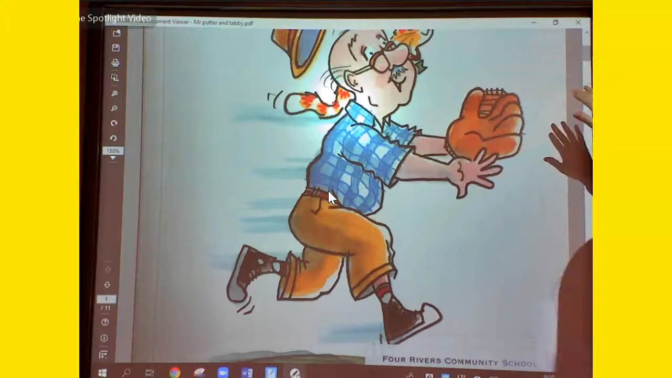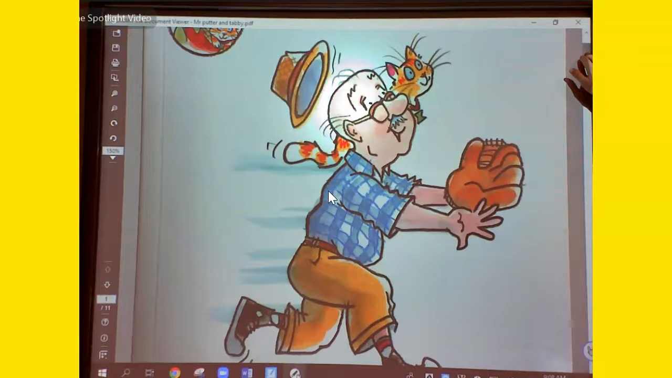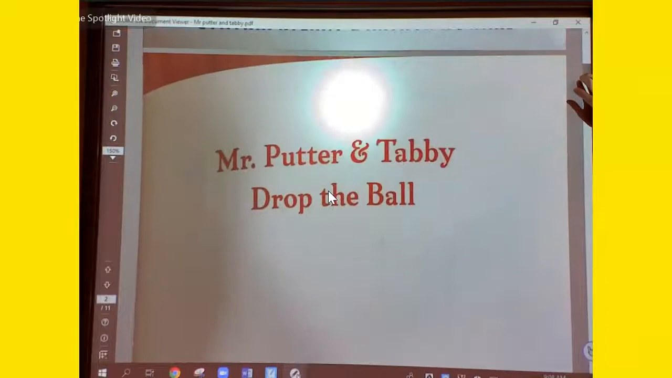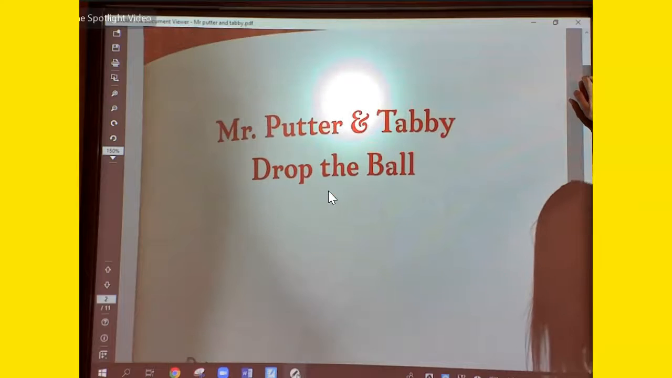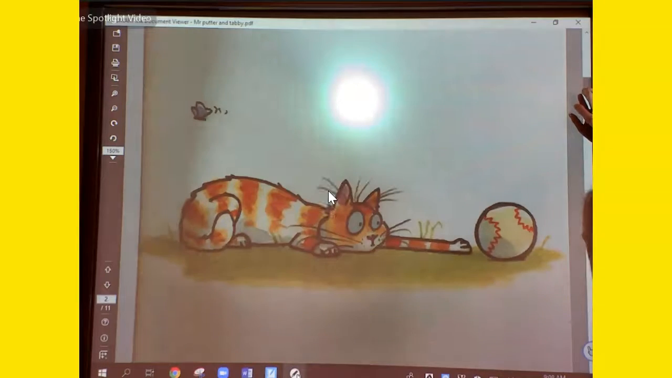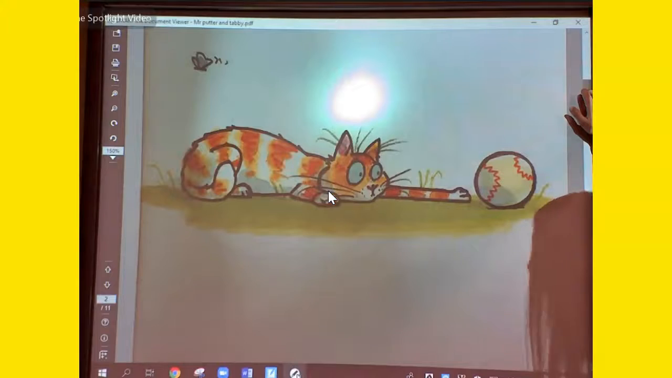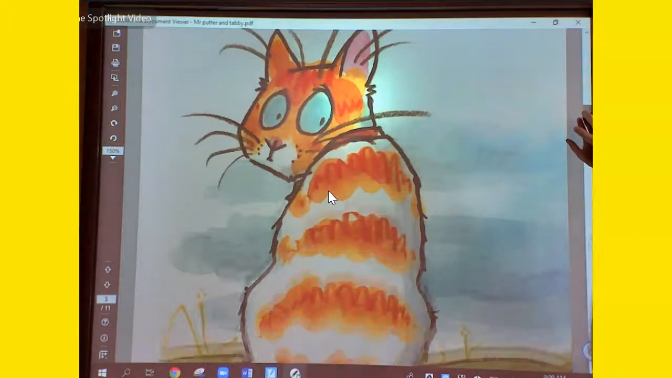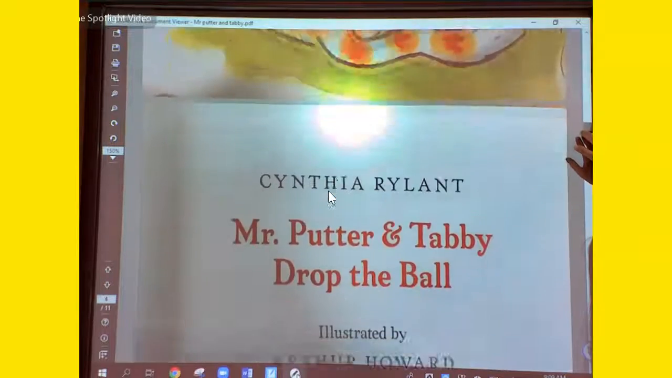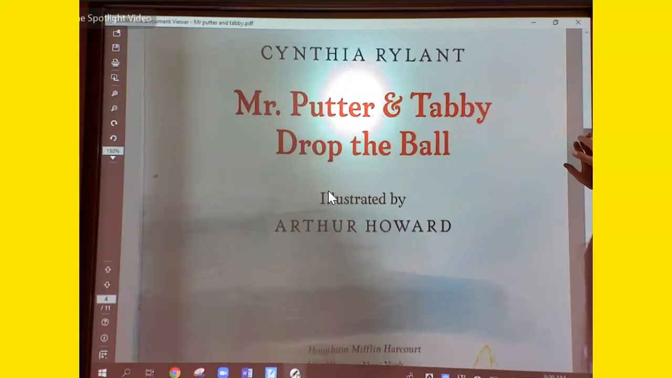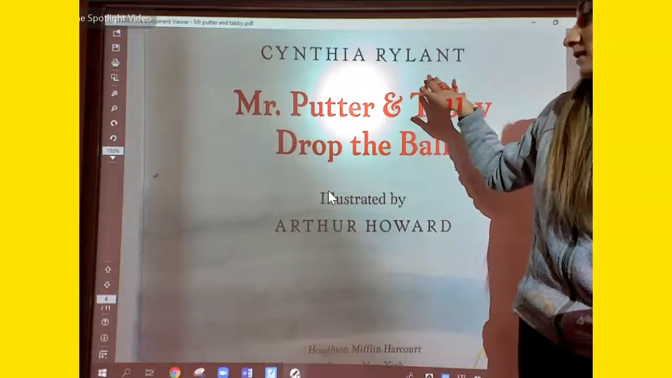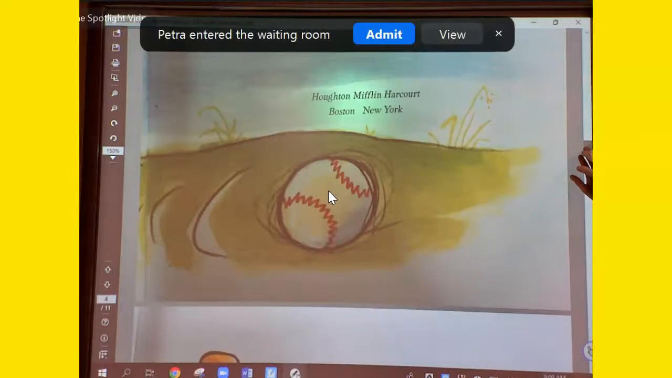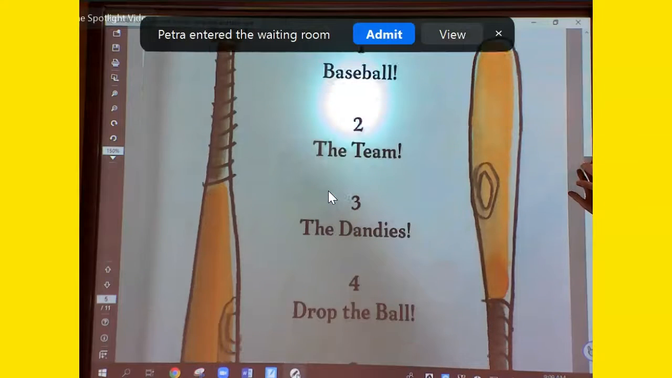All right. I see he has a baseball mitt. Here's our title page. Mr. Putter and Tabby Drop the Ball. Oh, and there's a cat. And there's the cat again. The author is Cynthia Rylant, and the illustrator is Arthur Howard. Take a look at this page.